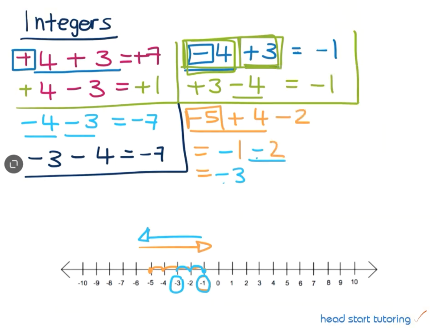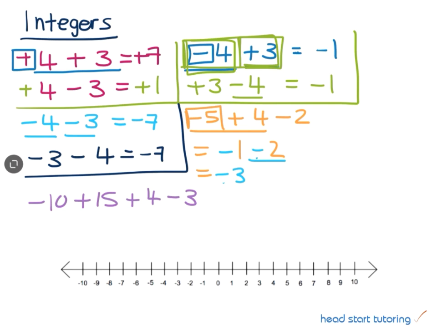If we have got negative 10 plus 15 plus 4 minus 3. Right, so we start on negative 10, and we know that if we were to move 10 spaces to the right, that would be plus 10. That would get us to 0.